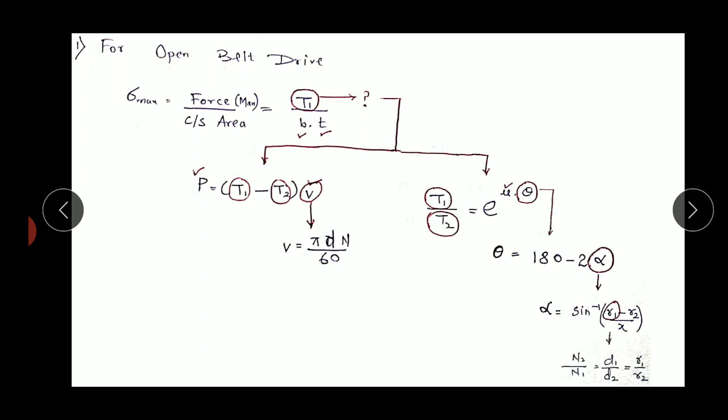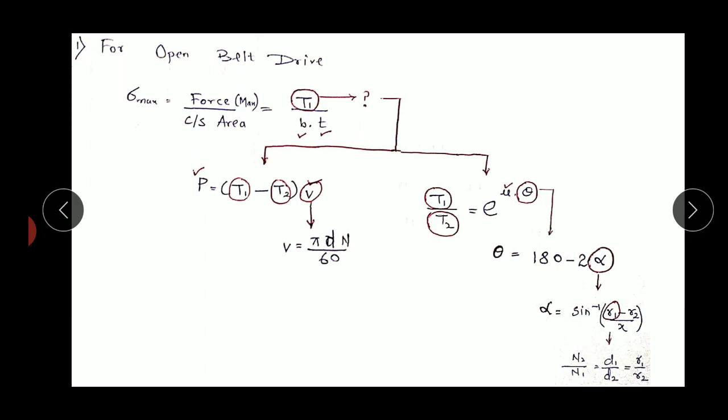So again here r1 is also unknown, d2 is given. So n2 upon n1, n2 and n1 both are given. n2 upon n1 is equal to d1 upon d2, that is the speed ratio. So d1 upon d2 we can rewrite as r1 upon r2. So n2 and n1 both are given and d2 is given, that means r2 is also given. So we can easily find r1 by using this equation, that is n2 upon n1 is equal to r1 upon r2.